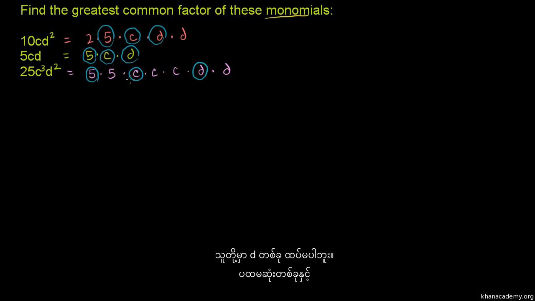Now, they don't all have a second d. Only the first one and the third one have a second d. And they don't all have a second or third c. Only this last one has a second or third c. So we're essentially done. The greatest common factor is 5cd. In fact, you can't have a greater common factor than 5cd, because the largest factor of 5cd is 5cd. So the greatest common factor of these three monomials, or these three expressions, is 5cd. The largest number of factors that overlaps with all three of these expressions is a 5, 1 c, and 1 d.